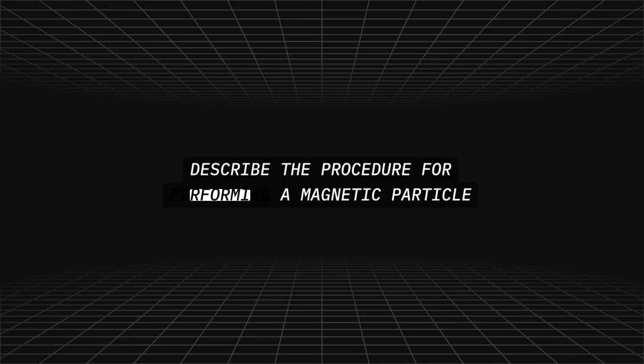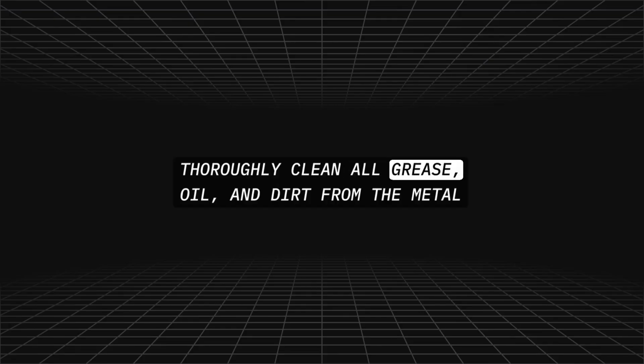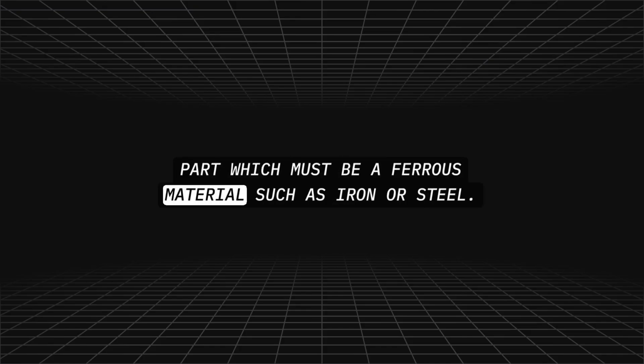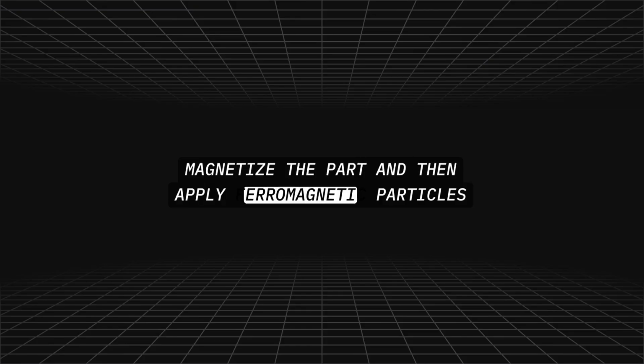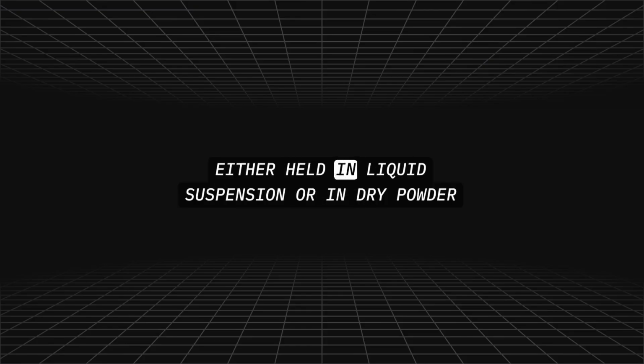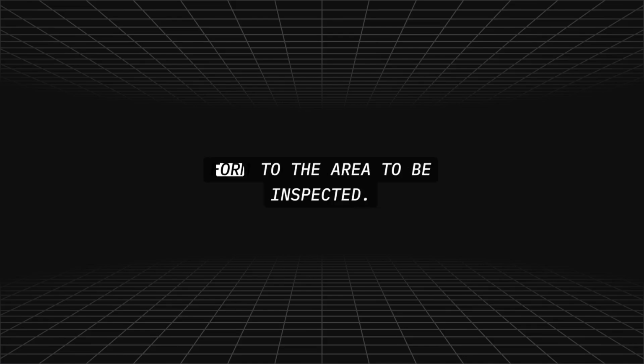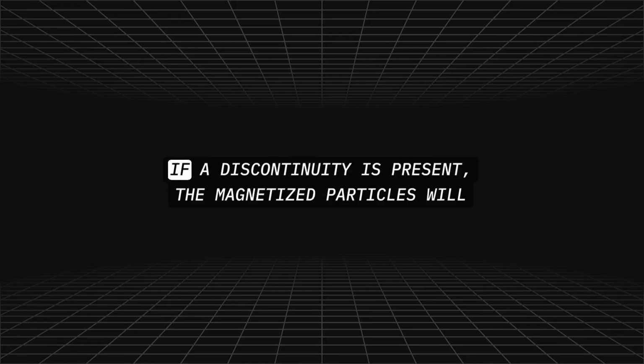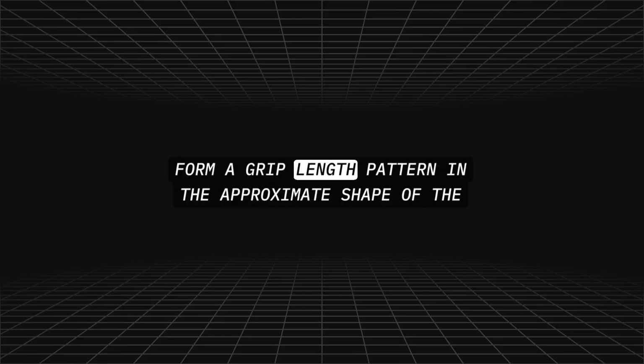Describe the procedure for performing a magnetic particle inspection. Thoroughly clean all grease, oil, and dirt from the metal part, which must be of ferrous material, such as iron or steel. Magnetize the part and then apply ferromagnetic particles, either held in liquid suspension or in dry powder form, to the area to be inspected. If a discontinuity is present, the magnetized particles will form a grip length pattern in the approximate shape of the discontinuity.